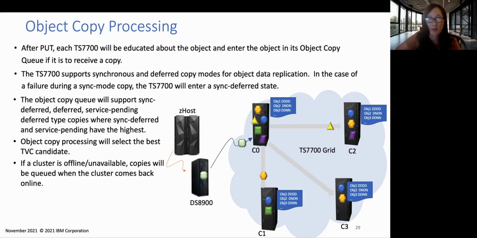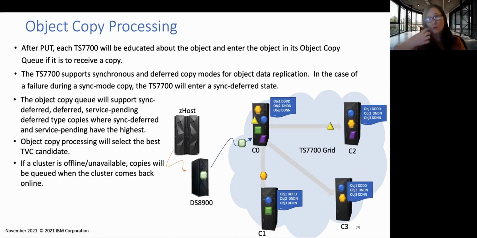If this is a synchronous copy, then cluster 0 will be forking the write of that copy simultaneously. I don't have it on this example here, but let's say I have an object 4 and it has a synchronous copy to 0 and 2. While we're writing to 0, it is also forking that copy to 2 at the same time. So again, kind of similar to how we worked previously.